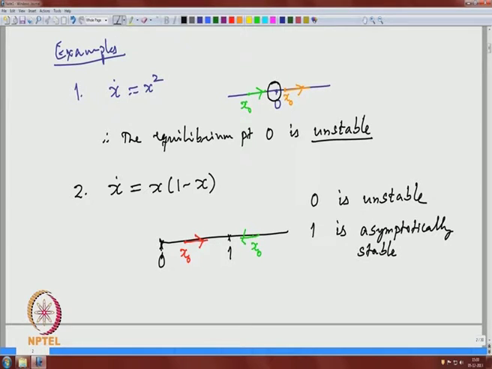So, you can see when there are more equilibrium points, the nature of one equilibrium point may be different from the other one within the same system. For example, see this. One is unstable and another equilibrium point is asymptotically stable. Okay. So, now let us move to that.